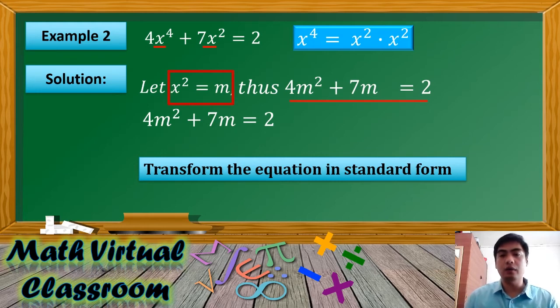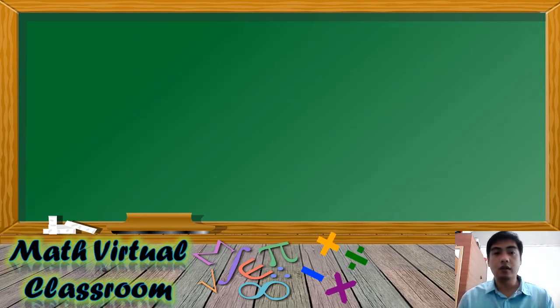So how are we going to transform the equation into standard form? We have to let the right side of the equation be equal to 0. So to make it 0, let us add -2 on both sides of the equation. So adding inverses will give us 0. Therefore, our equation now will become 4m squared plus 7m minus 2 equals 0. Okay, let us continue solving. The equation is 4m squared plus 7m minus 2 equals 0.